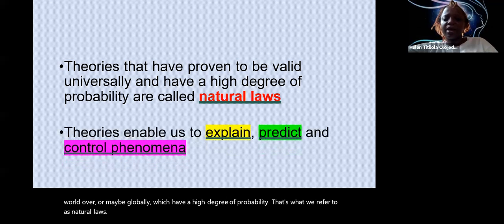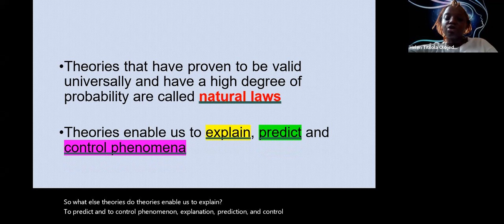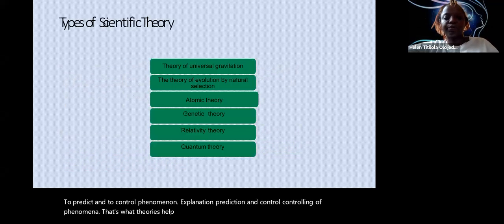So what do theories do? Theories enable us to explain, to predict, and to control phenomena. Explanation, prediction, and controlling of phenomena. That's what theories help us to do.